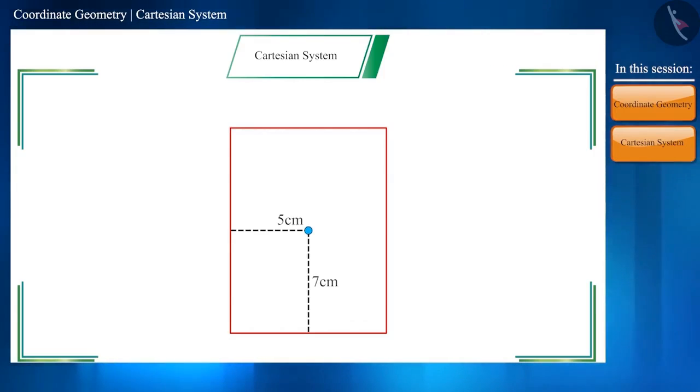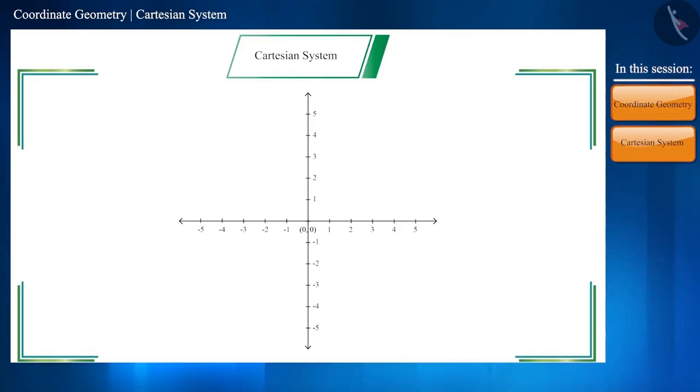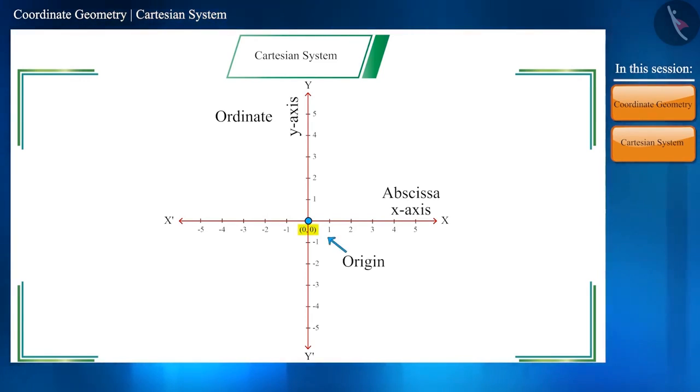As we have seen, two directions are required to understand the position of a point in a plane. In the Cartesian system, two number lines are perpendicular to each other. The horizontal line is called x-axis and it is named as xx dash. Similarly, the vertical line is called y-axis and it is known as yy dash. X-coordinate is also called abscissa and the y-coordinate is also called ordinate. The two axes intersect each other at the point 0, which is called the origin.